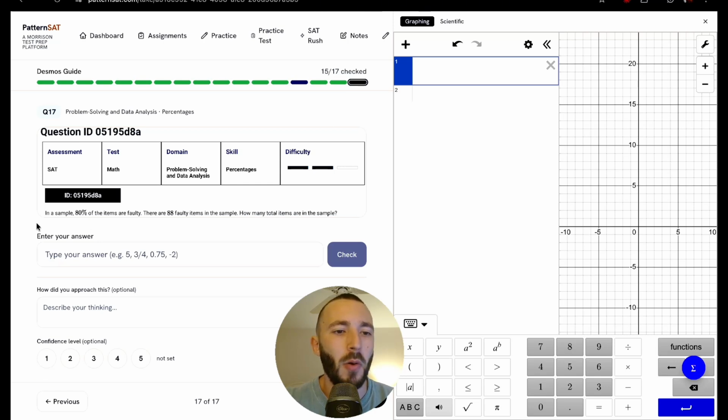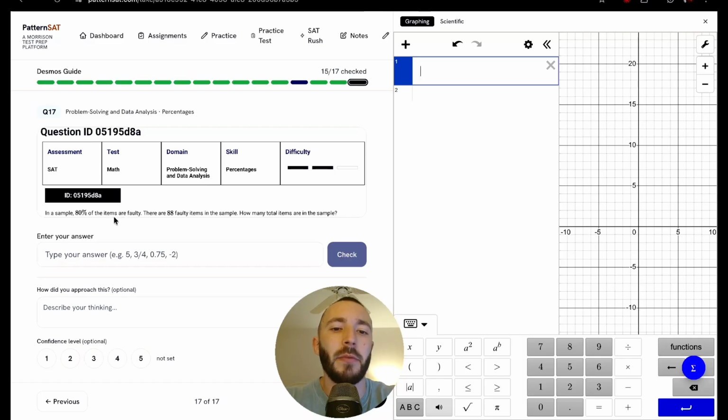Here we go with one more. In a sample, 80% of the items are faulty. There are 88 faulty items in the sample. How many total items are in the sample? This is really, really simple. And a lot of people get tripped up on it, but 80% of the items are faulty and there's 88 faulty items. So this is really simple.